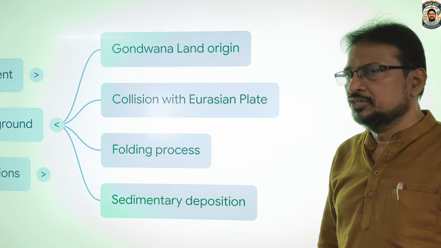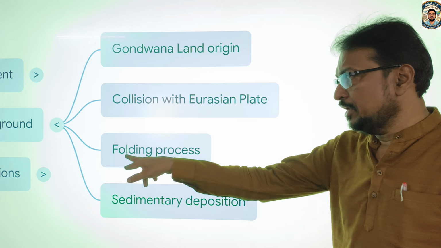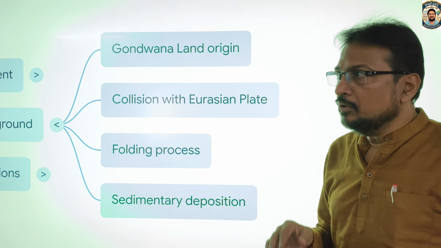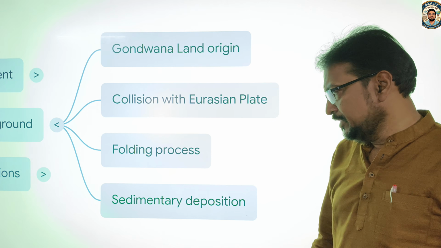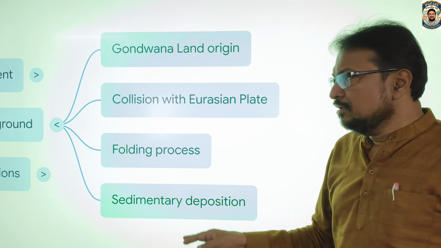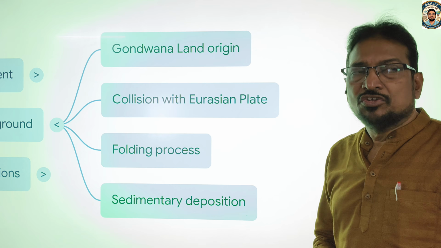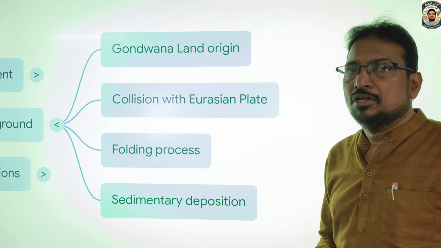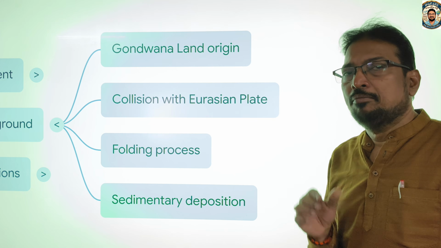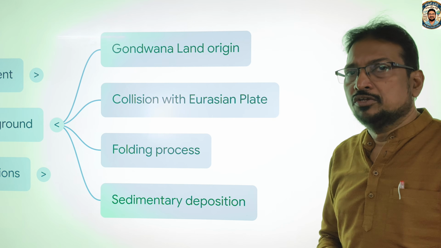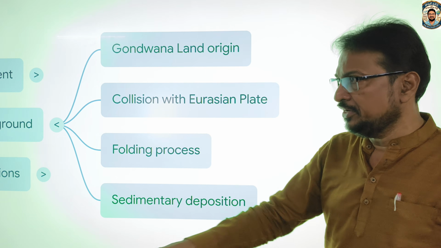Next, folding processes. How the Himalayas became folded mountains, that we learn in this area. The formation of the Himalayas comes under this. Next, sedimentary deposition. Here, after the formation of the Himalayas, how the main rivers are formed from the glaciers of the Himalayas, and how those rivers took the sedimentary rocks, pebbles and alluvial soils, and how they caused the formation of the Indo-Gangetic plain, that we are going to read in this area.